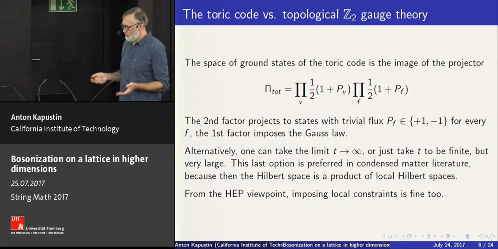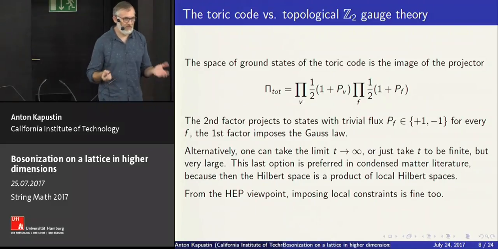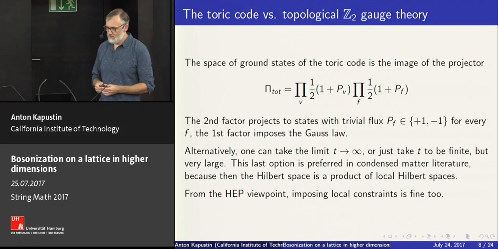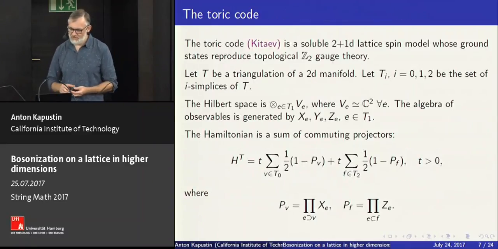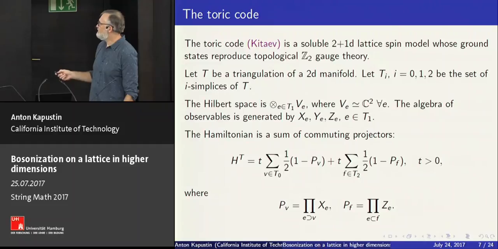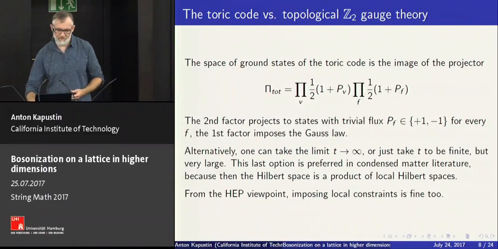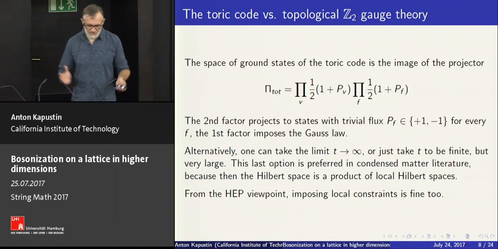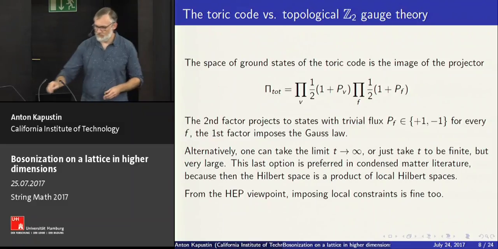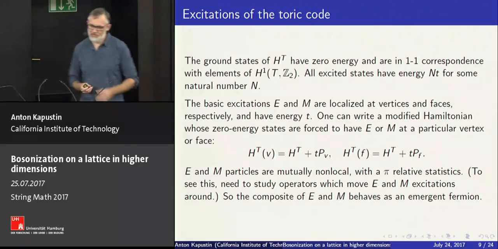Well, from the point of view of field theory, there's nothing wrong with gauge theory, so it's perfectly okay to impose things like the Gauss law constraint. So I just regard this Hamiltonian more like a trick. In the end, I really want to take T to infinity and then project to the ground states. So the toric code is basically some Hamiltonian whose ground states reproduce topological Z2 gauge theory, and the Hamiltonian is local. In fact, it's a sum of commuting projectors.